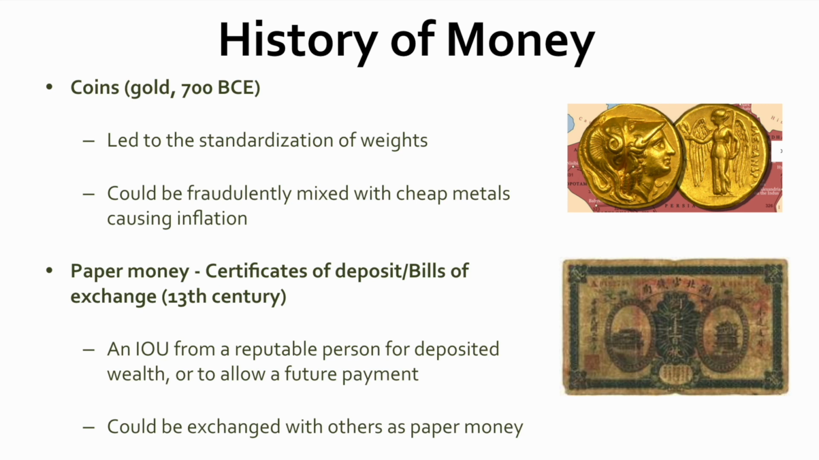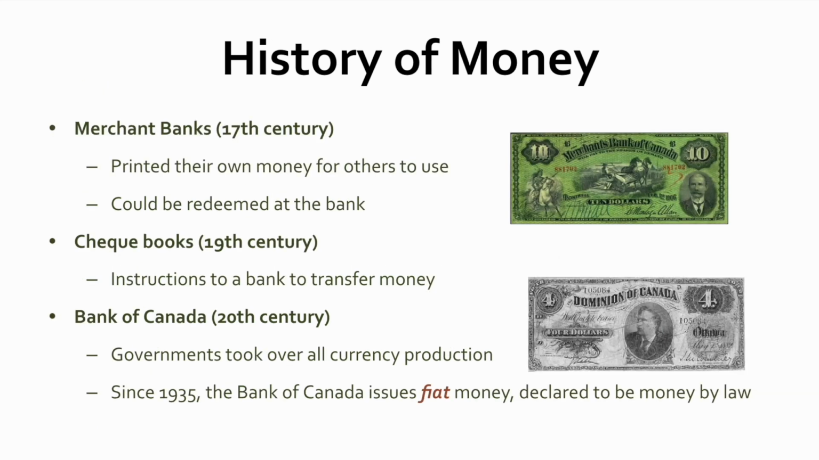We saw paper money come in the 13th century, and effectively it started out as glorified IOUs. Someone could buy something off someone effectively for some sort of a credit, and that little note would say, I owe you a certain amount at some point in time. These could be exchanged, so effectively it was really the start of paper money. The merchant banks started to produce paper money in the 17th century. They basically printed their own money, and this could be redeemed at their bank. We started to see checks come around too, and checks were just promissory notes to pay.